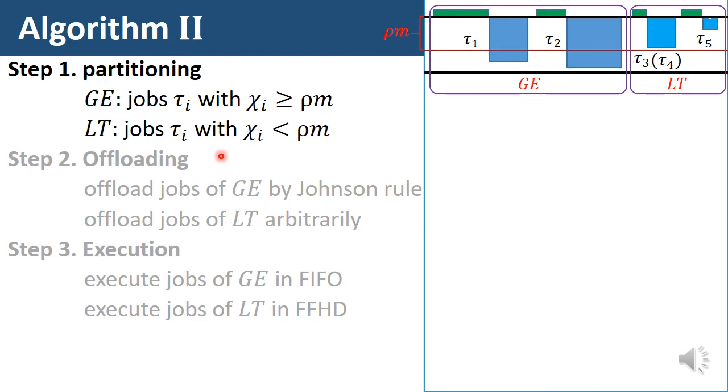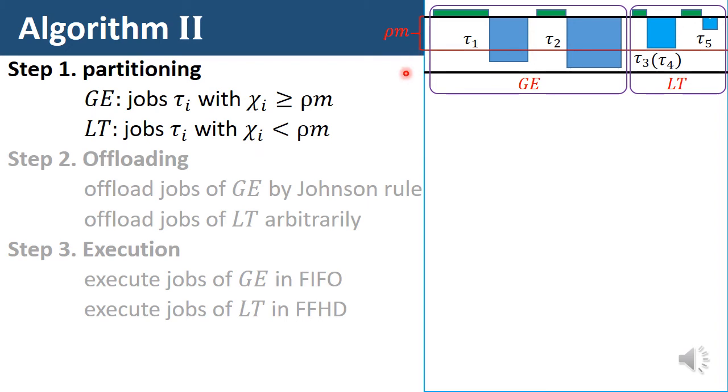Next, we design another algorithm called algorithm 2 from a new perspective. The main idea of this algorithm is to partition the jobs into 2 sets and schedule each set with a different strategy. In more detail, we first define a new constant factor called rho, and if a job has a k larger than or equal to rho m, then we call this job a JE job. Otherwise, if a job has a k less than rho m, then we call it an LT job.